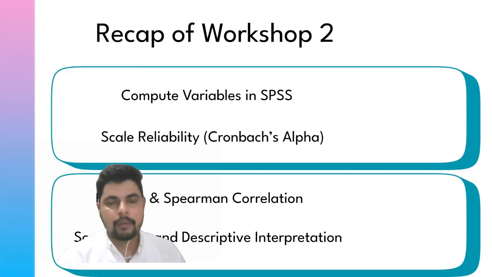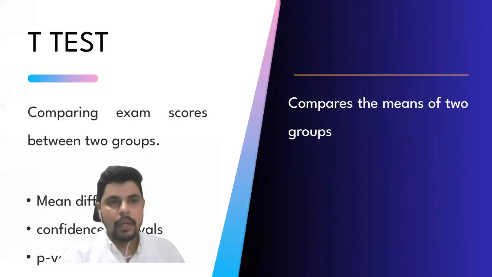So this is our workshop 2 that we completed last weekend on Sunday. In that workshop, we computed the variables in SPSS, found the scale reliability and checked the Cronbach alpha. Then we worked on the Pearson and Spearman correlations and their interpretations. You can check our YouTube channel, the workshop recording is available there. So let's move to our first analysis, that is the t-test.